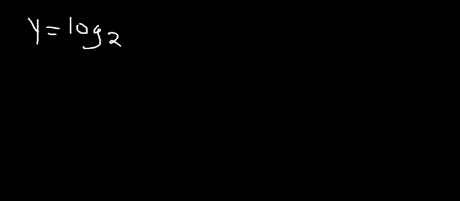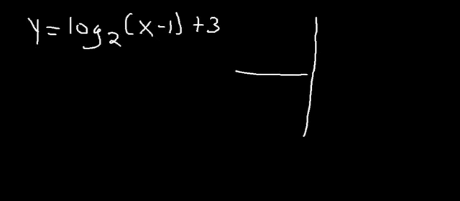So now let's talk about how to graph logarithmic functions. Let's try this example, log base 2, x minus 1, plus 3. Logarithmic functions have vertical asymptotes as opposed to horizontal asymptotes.